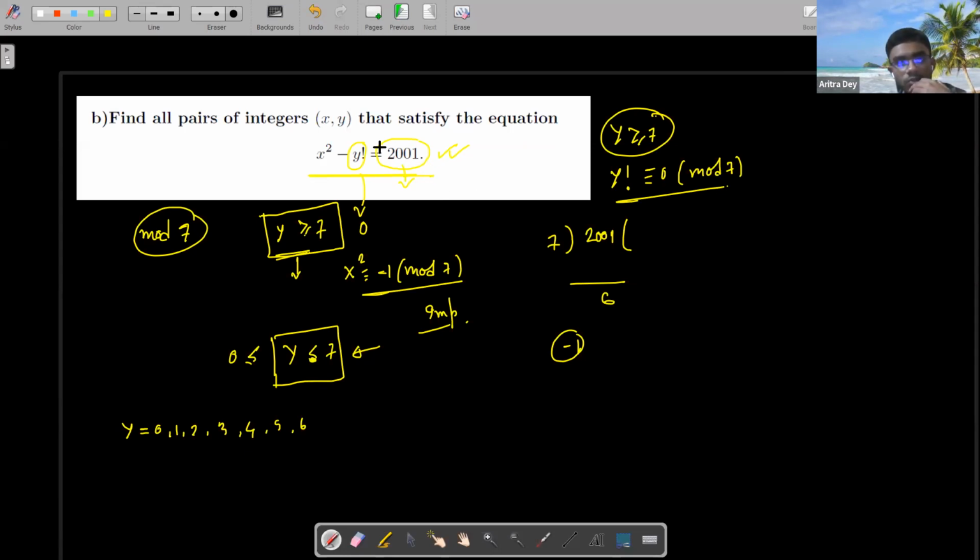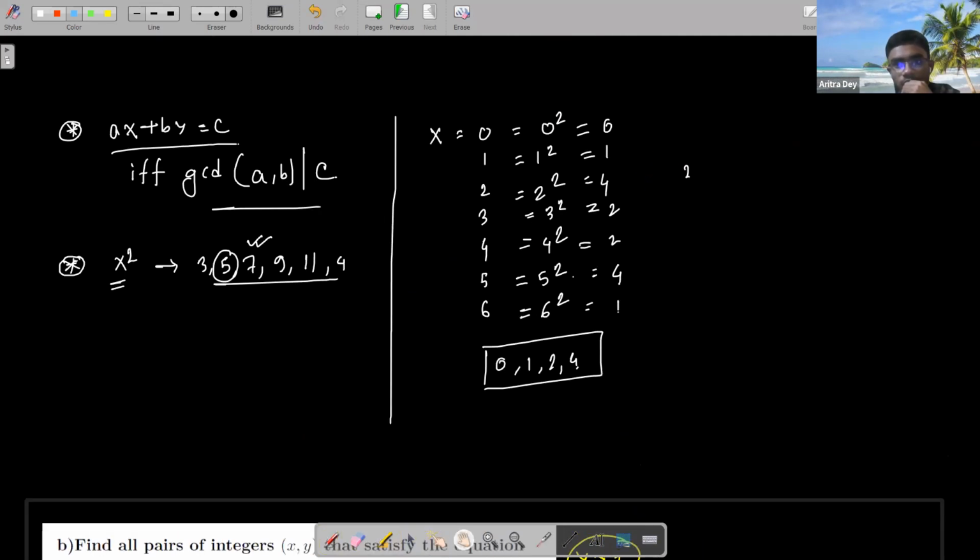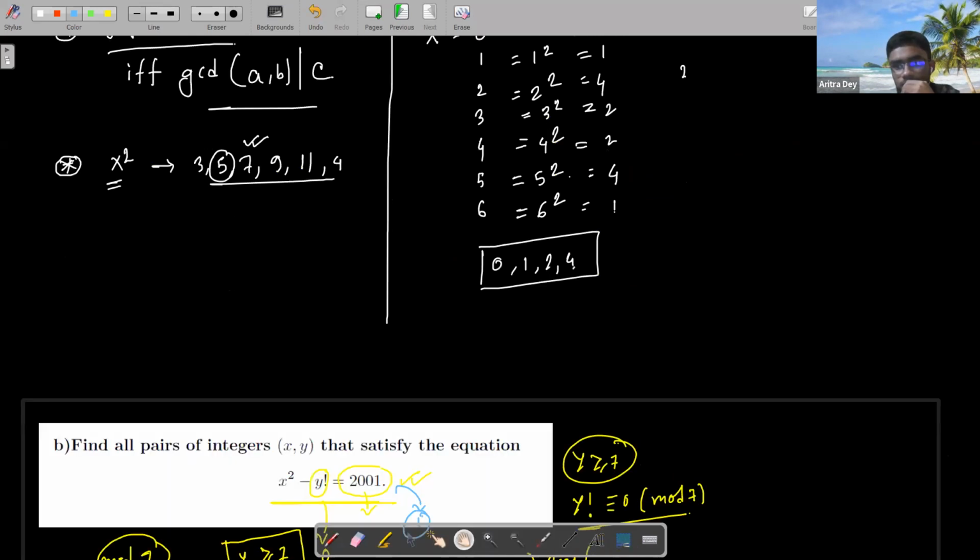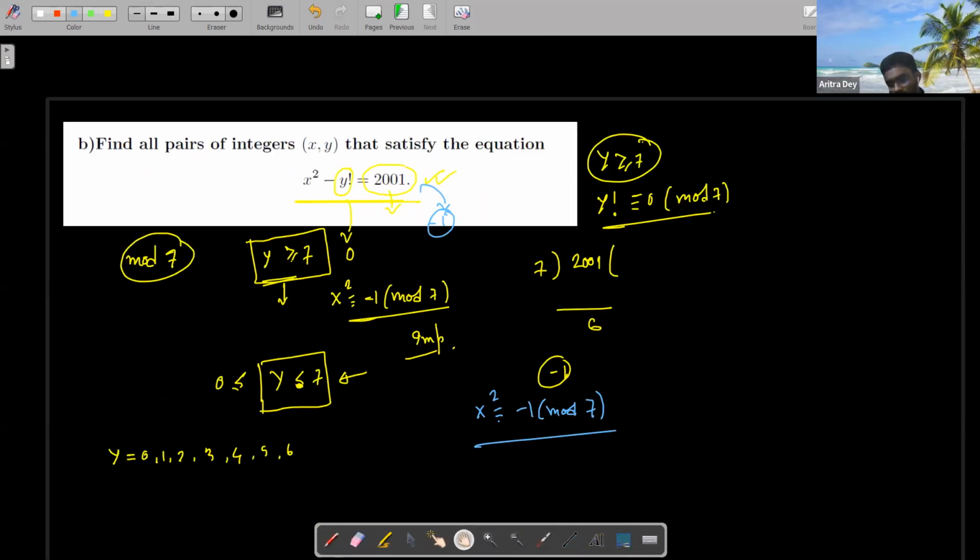So I know that 2001 gives a remainder of -1 when I divide it by 7, right? So x square gives a -1 modulo 7. That is obviously impossible, because I know that a square number only gives remainders 0, 1, 2, 4, right? So this is impossible. Is it clear or not?